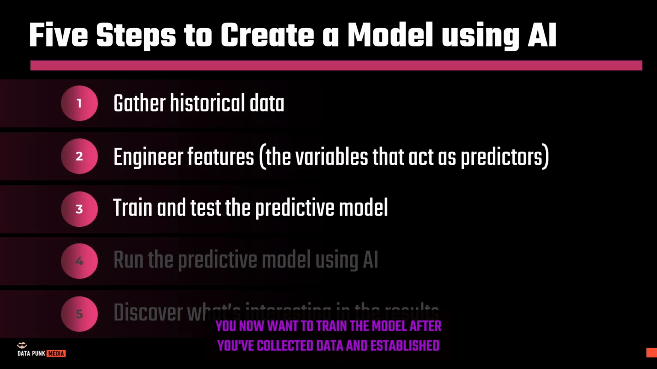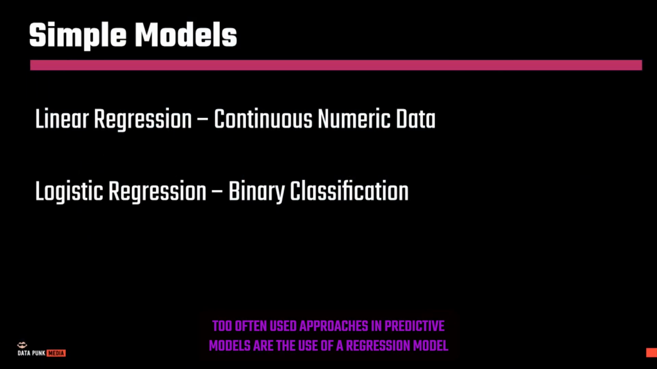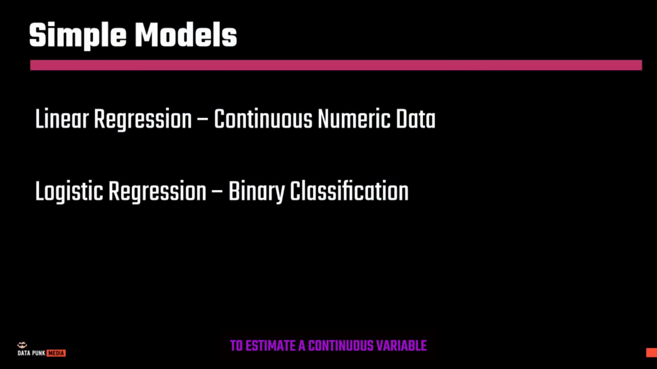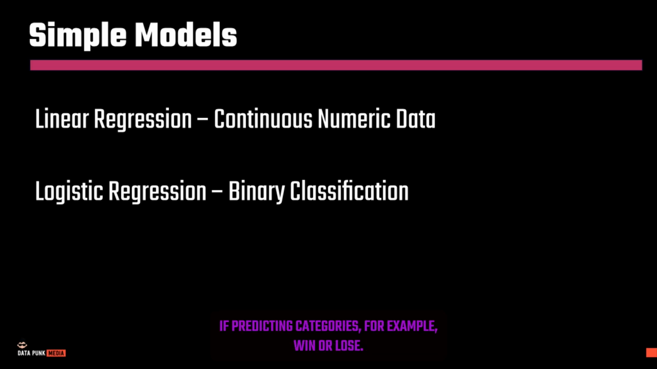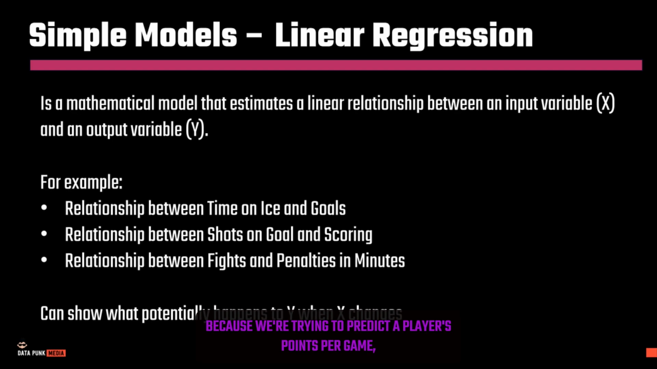You now want to train the model. After you've collected data and established your features, you'll use a specific type of algorithm to build the predictive model. 2 often used approaches in predictive models are the use of a regression model to estimate a continuous variable like points per game, and the use of a classification model if predicting categories, for example, win or lose. Because we're trying to predict a player's points per game, we can start with a regression model, which will help us paint a future trend for a player.